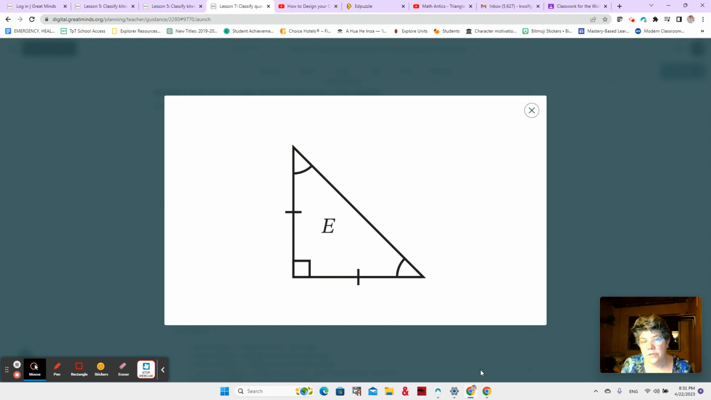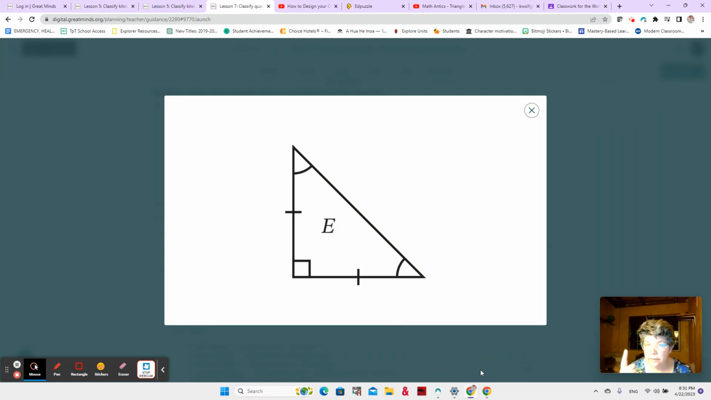And triangles is a 4th grade standard, so you have to know that first. All right, so here we are. We have a triangle in front of us. How can we classify this figure? Think about it. Think about all the possible names that you know for this triangle.